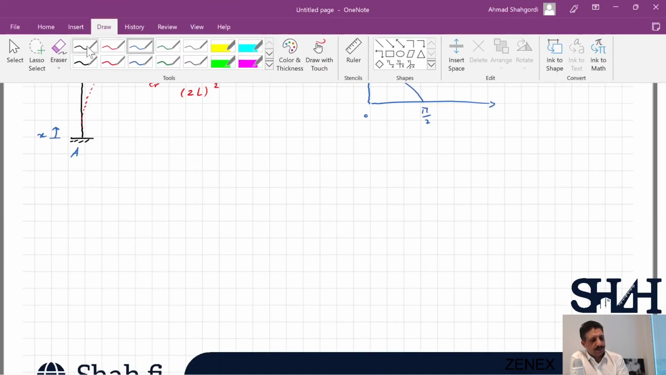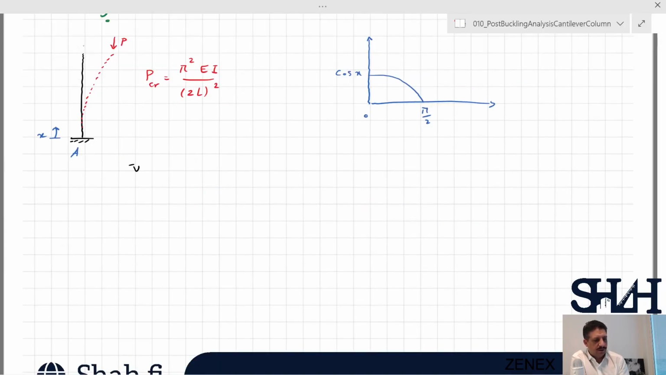So for this, I can write down that v as a function of x is cosine. I would like that at the end of the tip, at L, it should come to pi over 2. So I will go with pi over 2L x. But as far as in the initial position, x equals 0, it should be 0. I can reduce it by 1. But this is the shape.